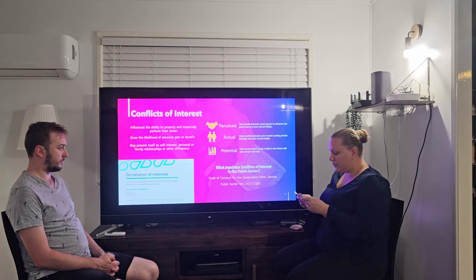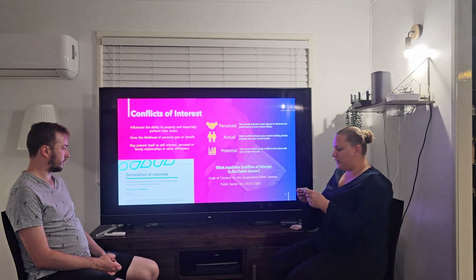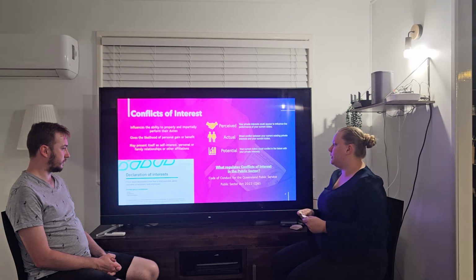To avoid breaching a conflict of interest, the simple solution is to declare it. To declare a conflict of interest, public sector employees must fill out a declaration of interest form, which looks something like this, and submit it to their chief executive or delegate.